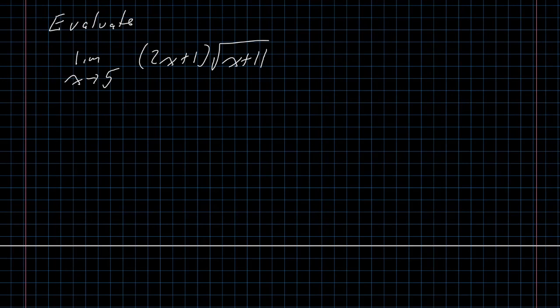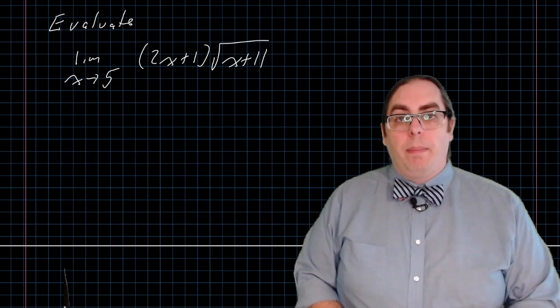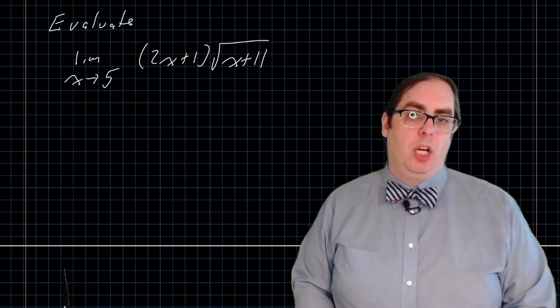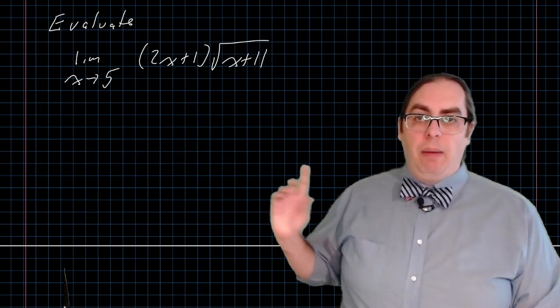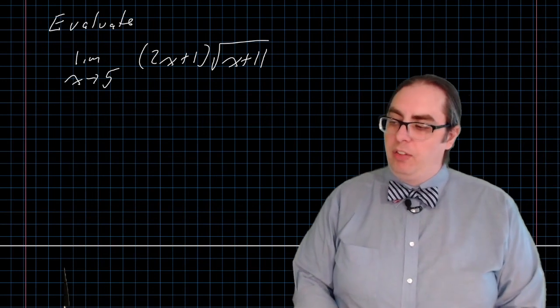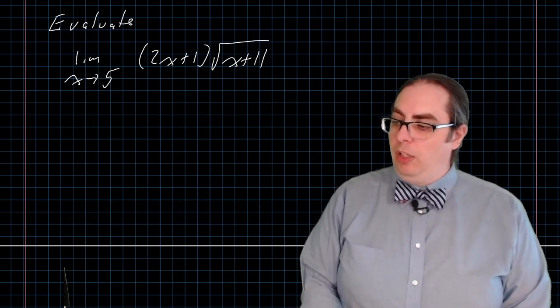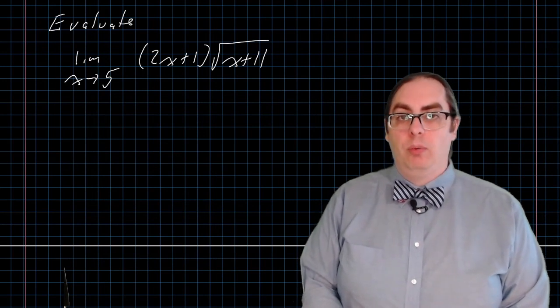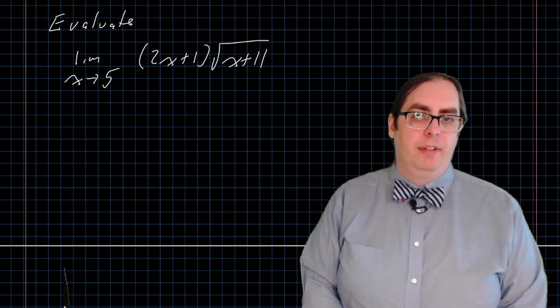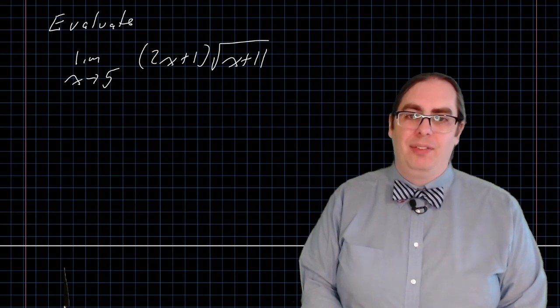And so I'll leave you with this limit to think about. Using the properties of limits, the limit laws that we talked about in this video, I would like you to evaluate the limit as x approaches 5 of the function 2x plus 1 times the square root of x plus 11. Take a few minutes, see what you get with that, and I'll see you in the next video.